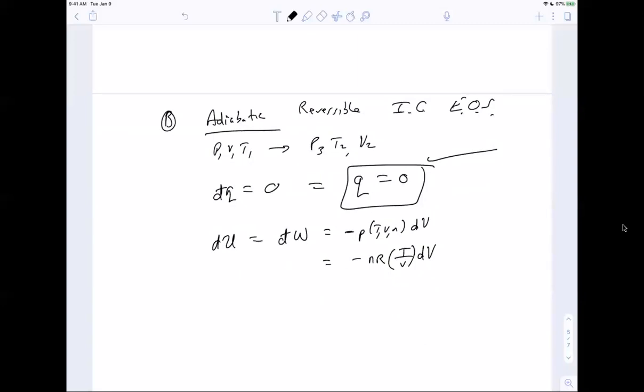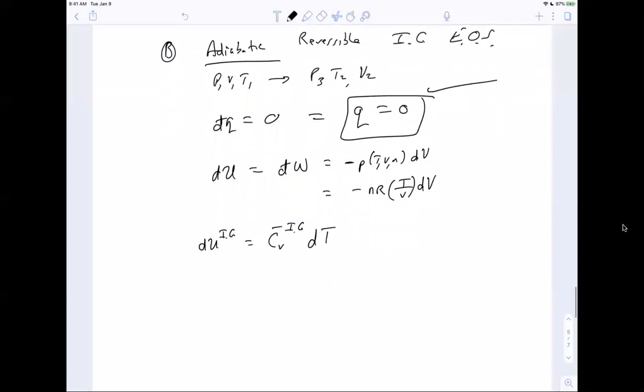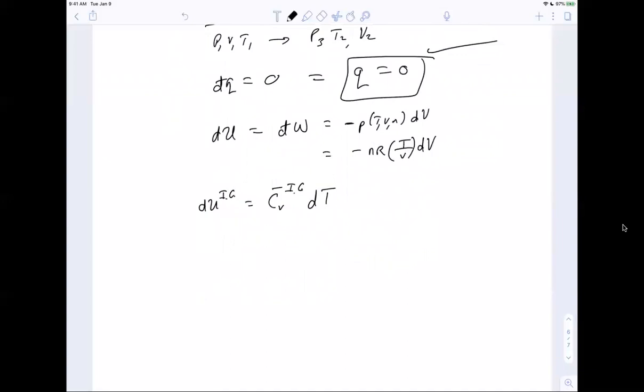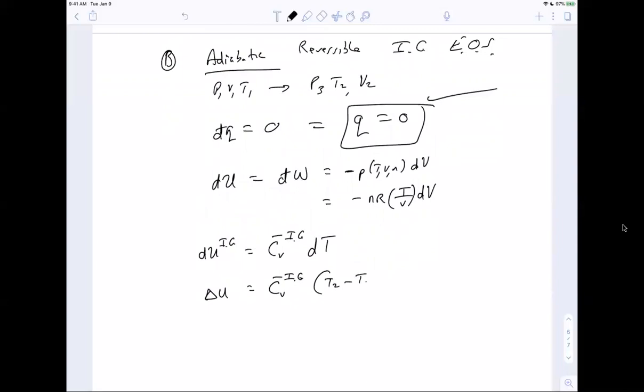So we can't get work directly, but we can actually get work indirectly through U, because we know for an ideal gas, dU is only a function of temperature, so that's just going to be CV ideal gas dT. And we can get delta U just by integrating this very simple equation, knowing that CV bar ideal gas is constant. I already showed you that that's 3 halves R. Okay. So delta U, in this case, is just going to be CV bar ideal gas times, what's the temperature change? T2 minus T1. Okay, so we have delta U.